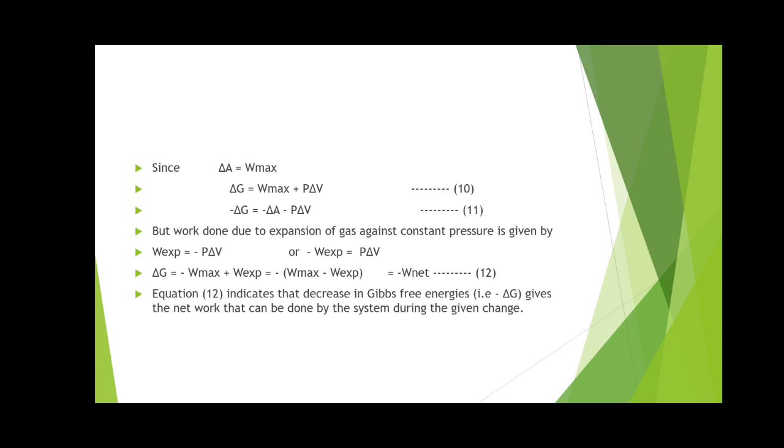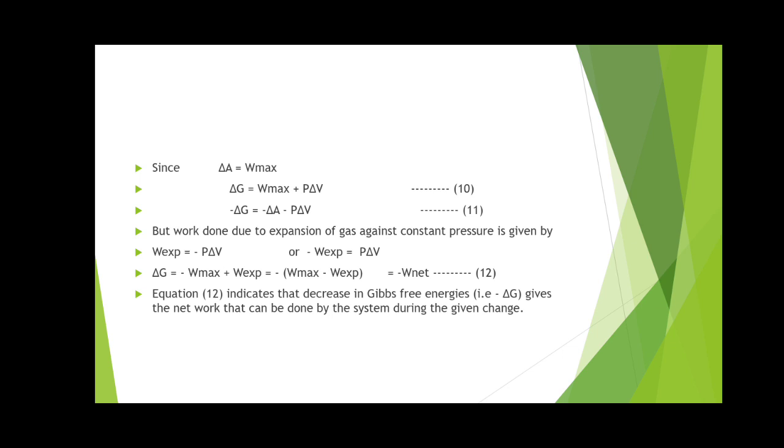Since delta A is W max, if you substitute the value of delta A in the above equation, delta G is equal to W max plus P delta V, or minus delta G is equal to minus delta A minus P delta V. But work done due to expansion of gas against constant pressure is given by W expansion is equal to minus P delta V, or minus W expansion is equal to P delta V. So if you put the value in delta G, you will get minus W max plus W expansion is equal to minus W max minus W expansion, that is nothing but minus W net.